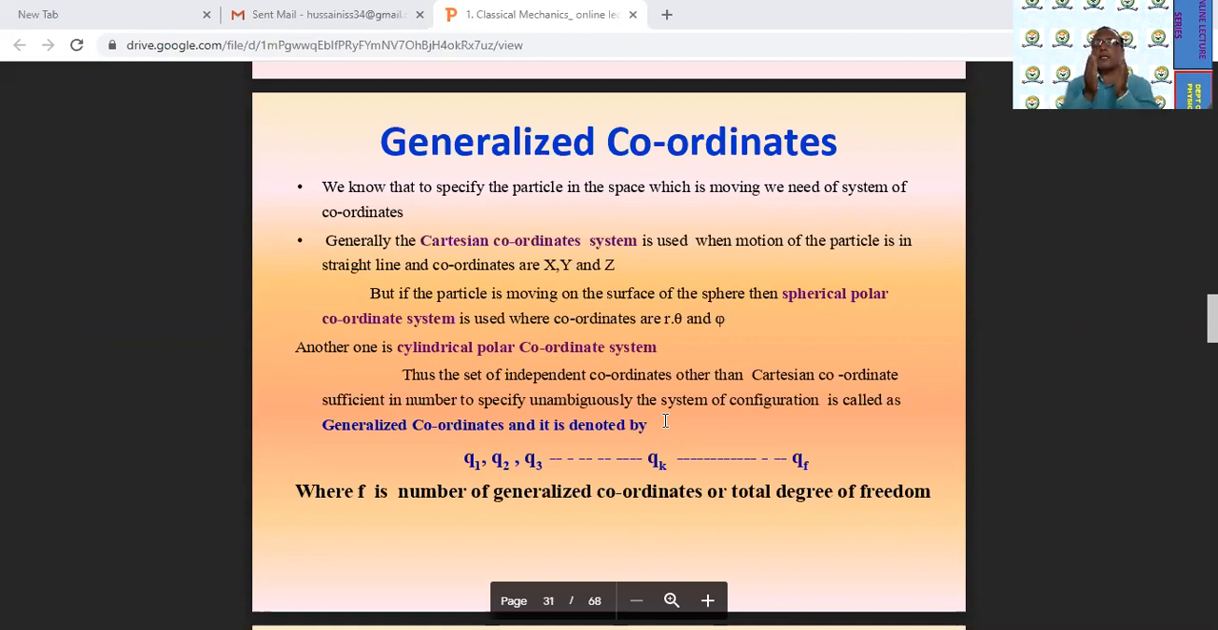That means when a particle moves in space, it is necessary for us to specify its position. In order to specify the position of the moving particle in space, we need a coordinate system. The simplest and most famous coordinate system which is generally used is the Cartesian coordinate system, that is x, y, and z.